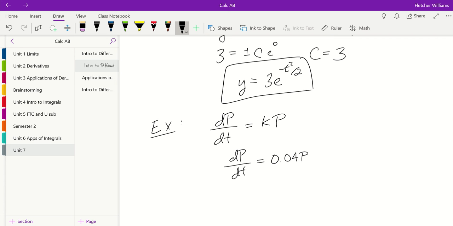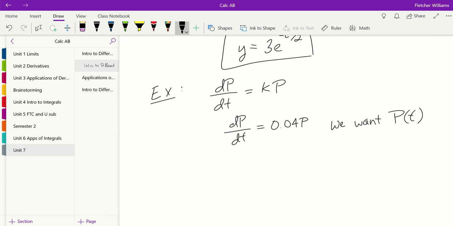And so we want to know how long it will take the population to double, but that means first we need to get an equation for the population as a function of time. So we want P as a function of t. Population is a function of time.